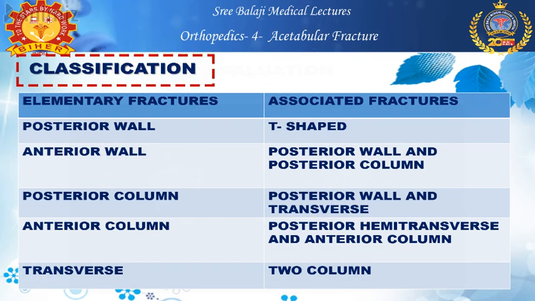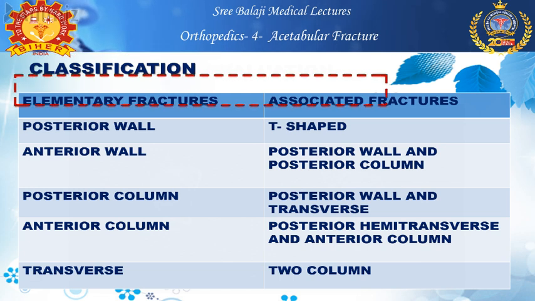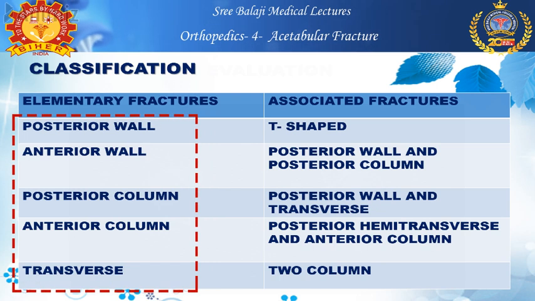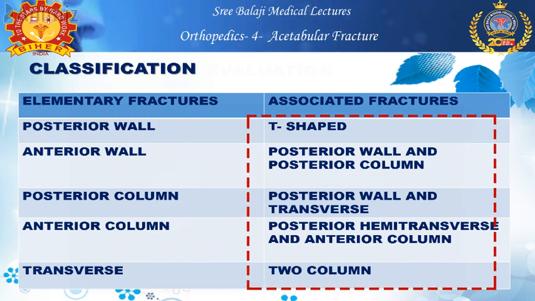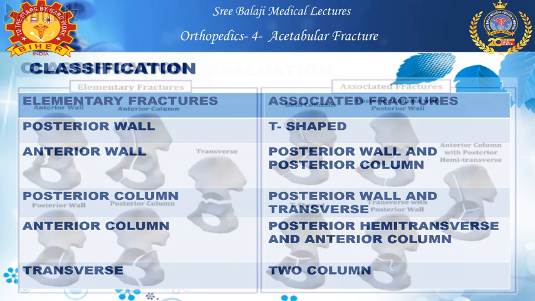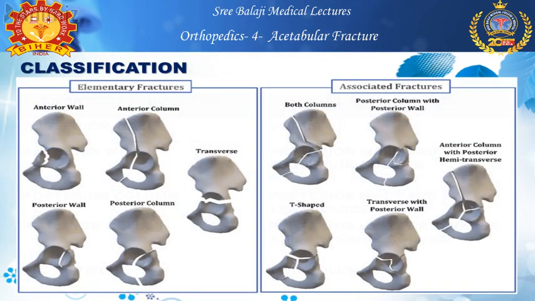Classification, that is the Judet and Letournel classification. We have elementary fractures and associated fractures. Elementary fractures are posterior wall fracture, anterior wall fracture, posterior column fracture, anterior column fracture, and transverse fracture. Associated fractures can be T-shaped, posterior wall with posterior column, anterior wall or anterior column with posterior hemitransverse, transverse with posterior wall, and both-column fractures. So this is the elementary classification.